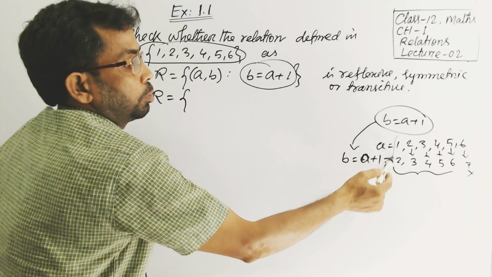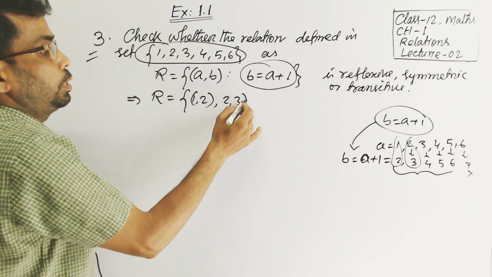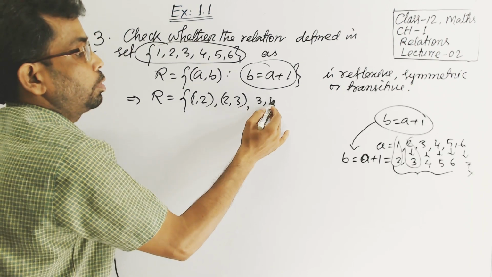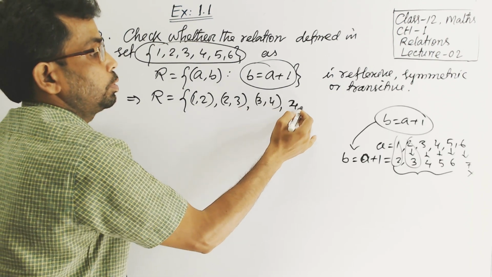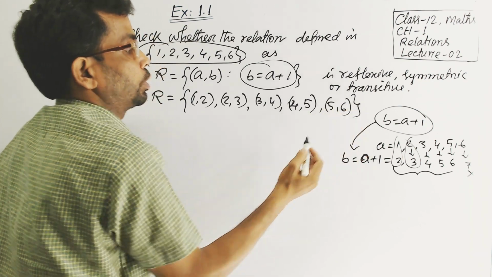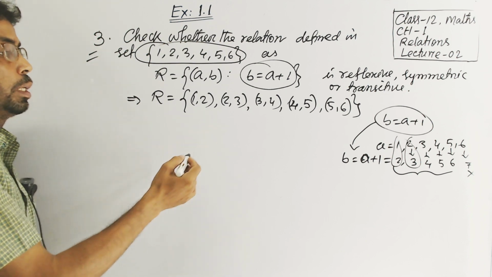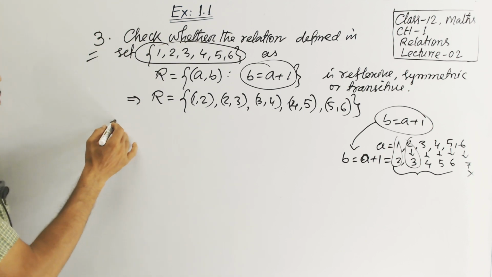So the pairs are 1 with 2, 2 with 3, then 3 with 4, 4 with 5, and 5 with 6. This is the relation, all the ordered pairs we have found. Now we have to check whether the relation is reflexive or not.